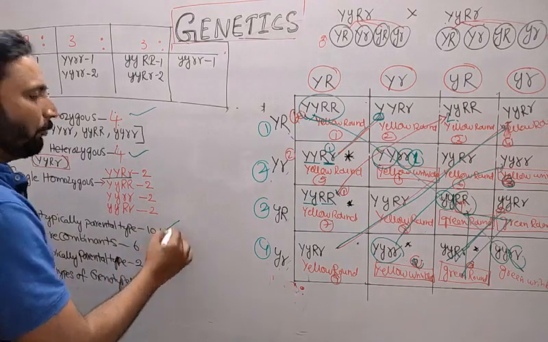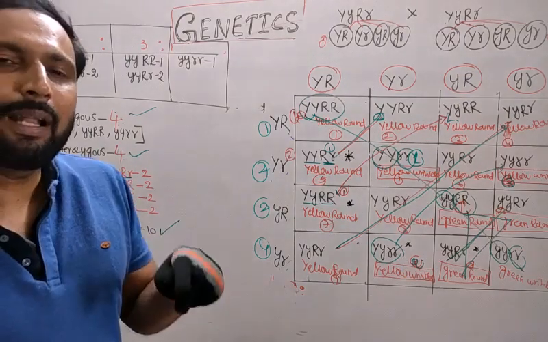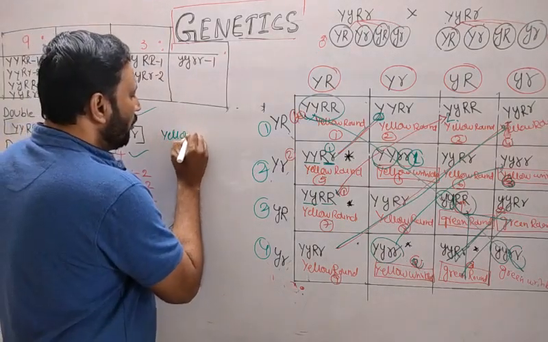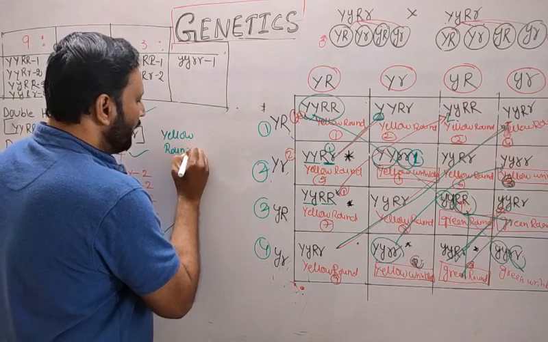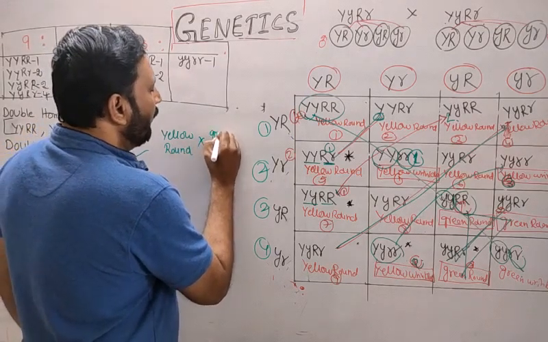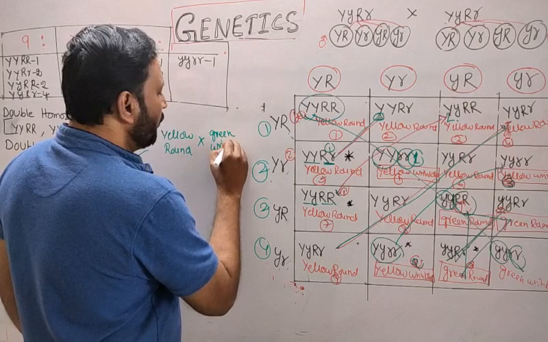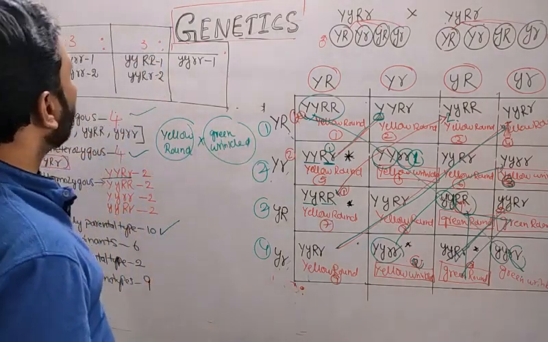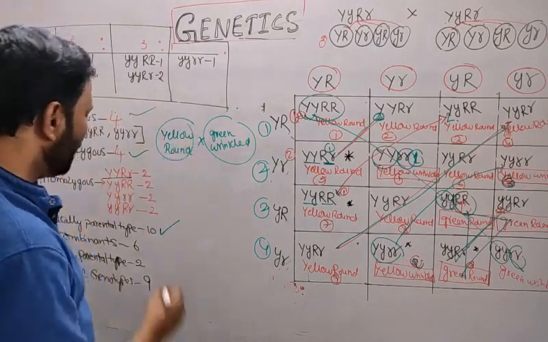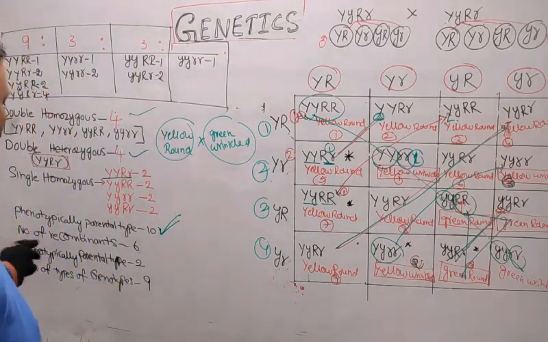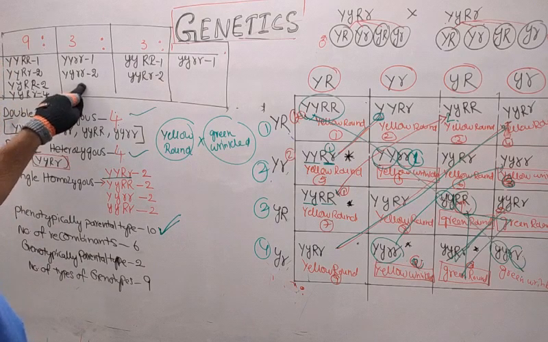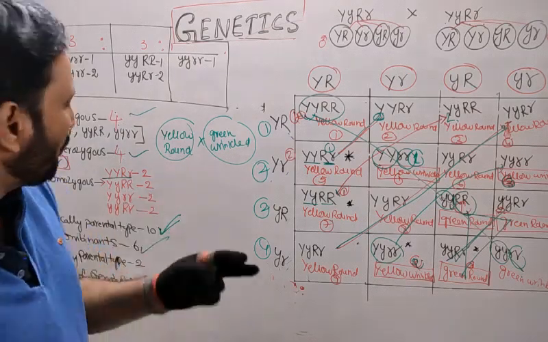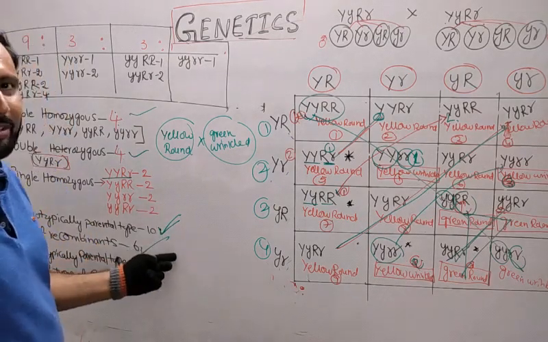Then question, how many are phenotypically similar to parents? What are the parents? Yellow round is the parent and green wrinkled is the parent. Correct only, na? Yellow round, green wrinkled. Yellow round how many are? 9. Green wrinkled 1. Total 9 plus 1 equal to 10. How many are recombinants? Yellow wrinkled and green round. 3 plus 3, 6. Recombinants are 6. Parental types are 10. 10 plus 6 equal to 16.